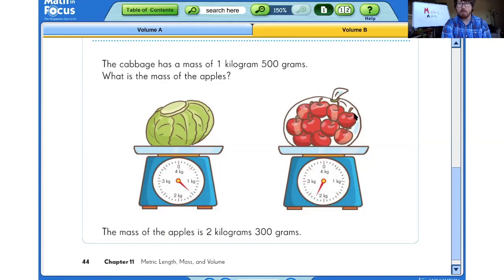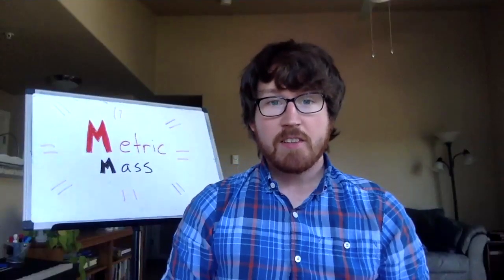So let's look at this bunch of apples. We know it's 0, it's more than 1. It's definitely more than 2. And let's skip count by hundreds. 1, 2, 300 grams. So this bunch of apples equals 2 kilograms and 300 grams. So now we're going to do a couple on our own.